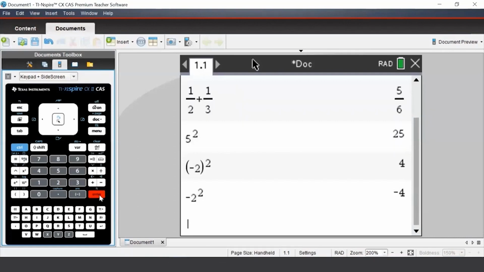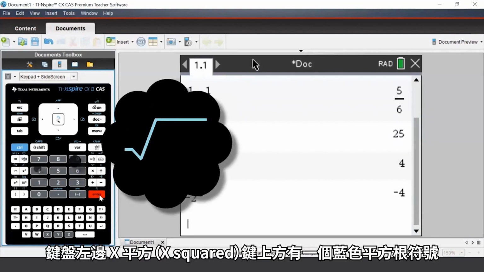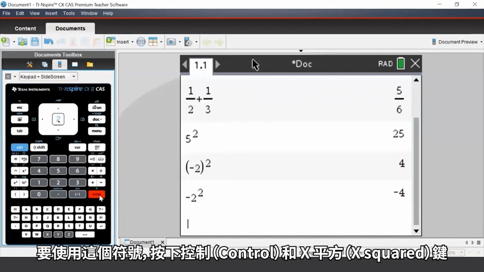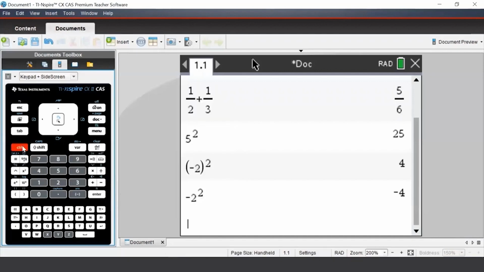For square roots, there is a blue square root symbol above the x squared button on the left-hand side of the keypad. To access this, press Control and x squared.